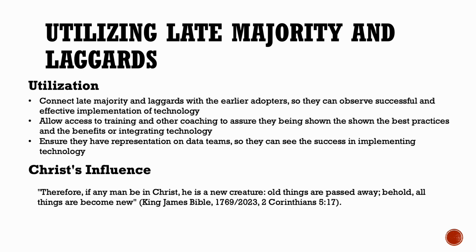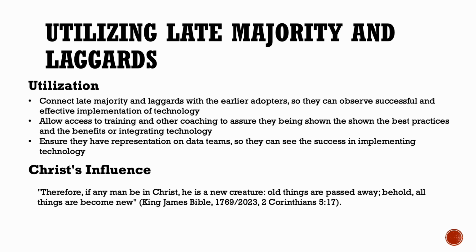They would be able to connect late majority and laggards with the earlier adopters so they can observe successful and effective implementation of technology. So the late majority and the laggards will be there to observe how the earlier adopters are using this technology and how exactly it would benefit them in the long run to use in their classroom. We would allow access to training and other coaching to assure they're being shown the best practices and the benefits of integrating the technology. Again, that's what the earlier adopters are there for.